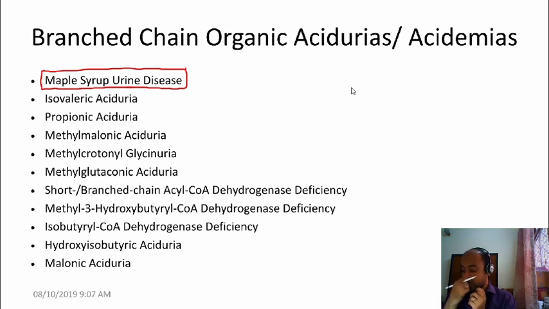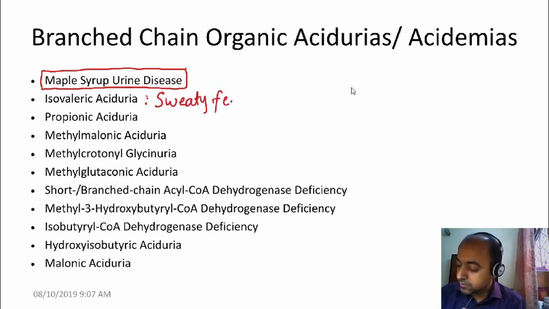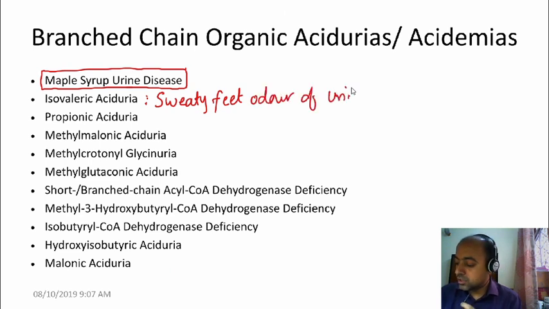In addition, what you should know is a characteristic odor in isovaleric aciduria, and that is the sweaty feet odor. Sweaty feet odor of urine is seen in patients of isovaleric aciduria. Let's go to maple syrup urine disease. Remember, it is the only branch in organic aciduria related to a defect in metabolism of amino acid. All others are related to defects in the metabolism of fatty acid.